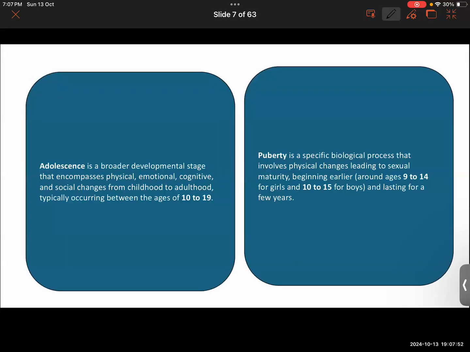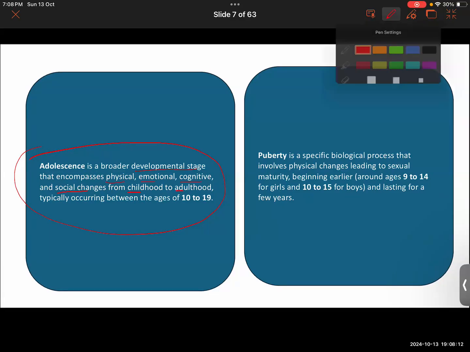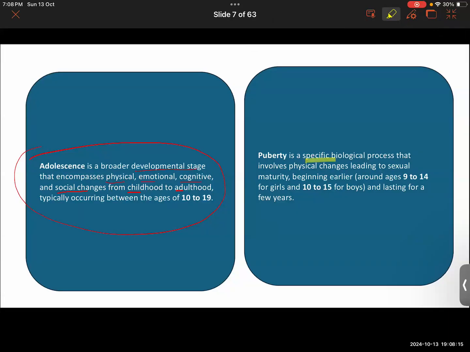That is one thing. So we learned about puberty as well. In the case of adolescence, we talk about the broader development stage. We not only talk about the physical changes, but also the emotional changes, the cognitive development, and the social changes that make a person from a child into an adult. In the case of puberty, we learned that it specifically talks about the physical changes taking place in the body because of which they reach sexual maturity. It begins by the age of 9 to 14 in the case of girls. In the case of boys, it usually begins by 10 to 15.